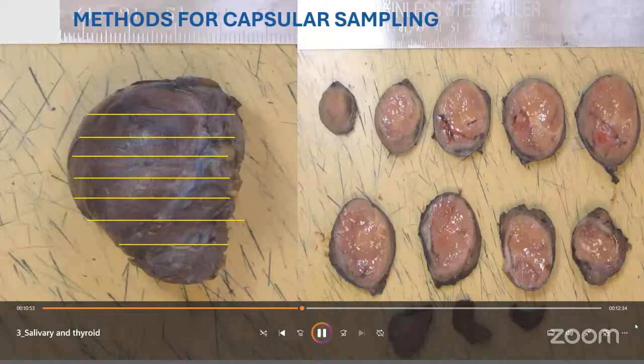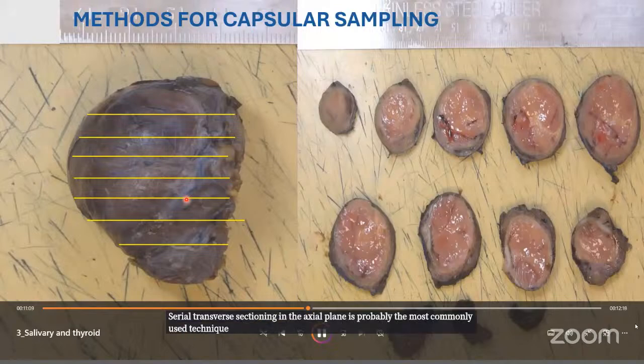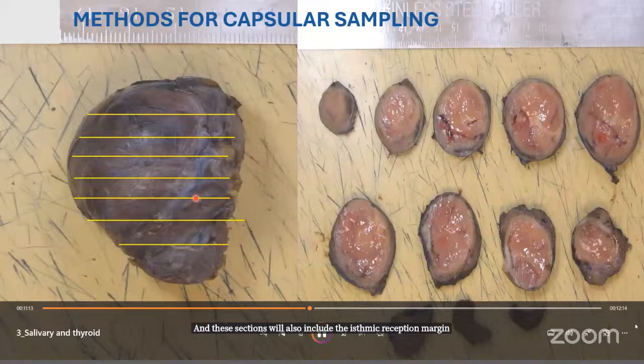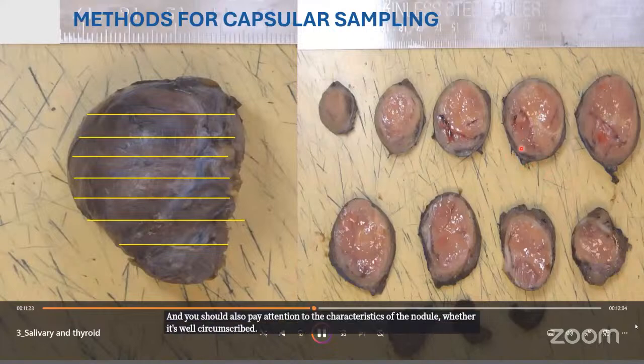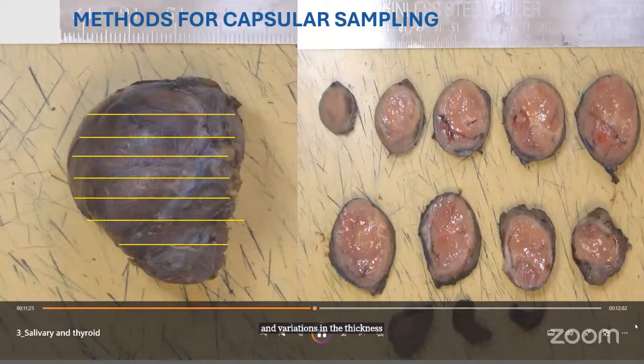There are several potential cut-up methods for managing nodules, and particularly those that occupy most of our lobe, and the intention should be to ensure thorough sampling of the peripheral capsule. Serial transverse sectioning in the axial plane is probably the most commonly used technique, and these sections will also include the isthmic resection margin. You'll end up with some slices like these on the right hand side, and you should also pay attention to the characteristics of the nodule, whether it's well circumscribed, and variations in the thickness of the capsule.